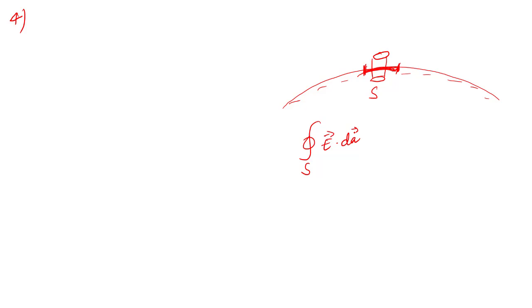Now, if I reduce the thickness of this surface, so the thickness goes to 0, then the contribution from the sides doesn't matter. So essentially, I would have this be an integral over the top face of E dot dA, plus over the bottom face of E dot dA.